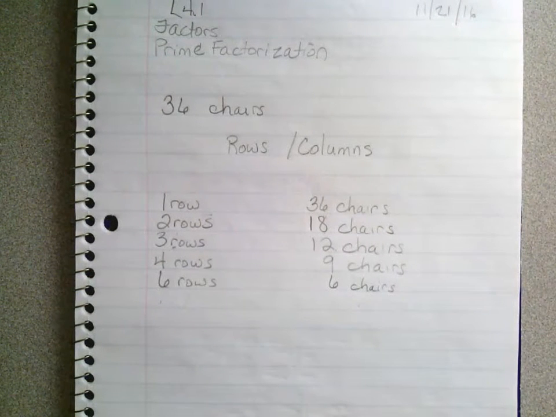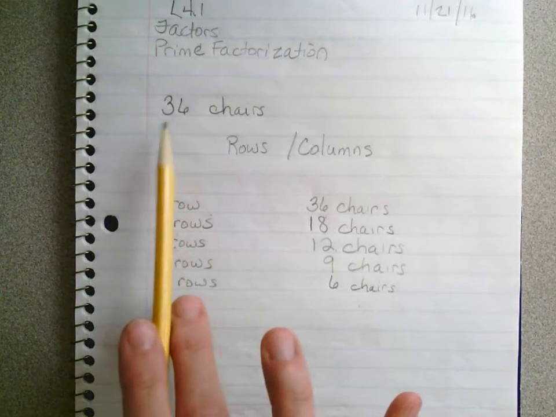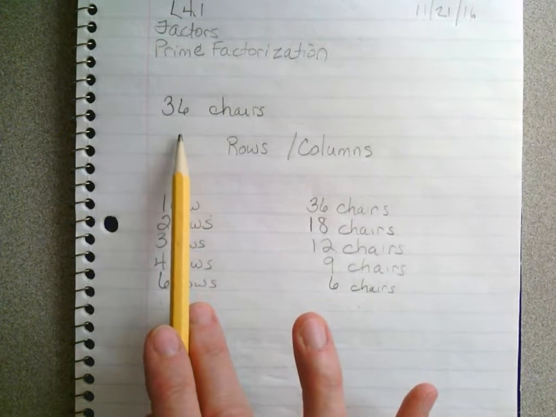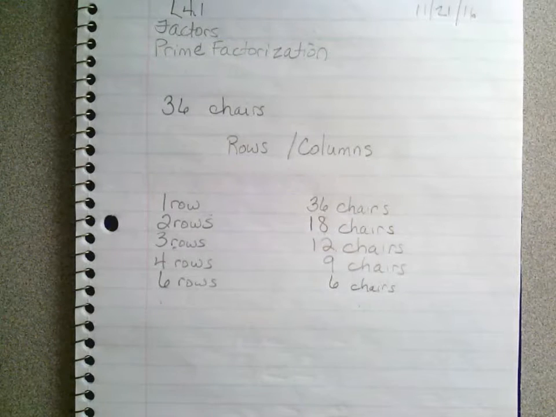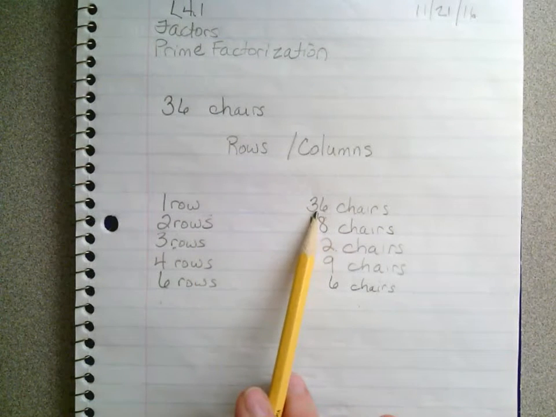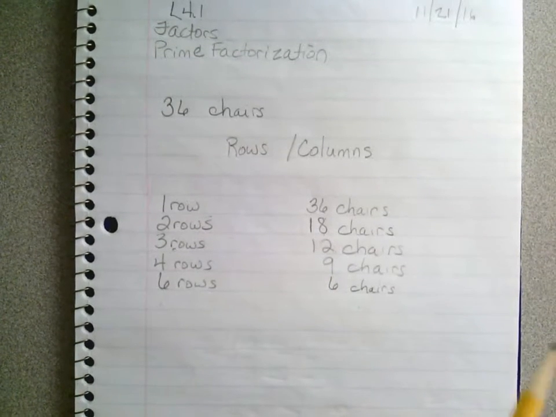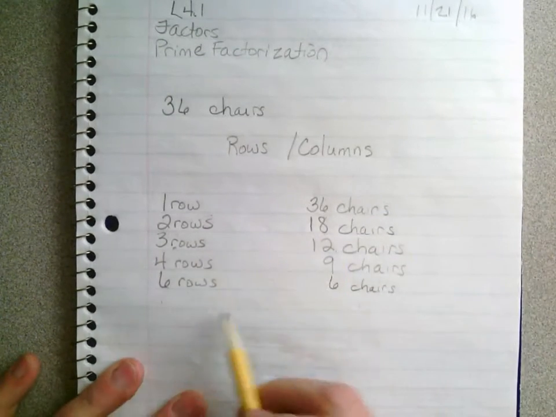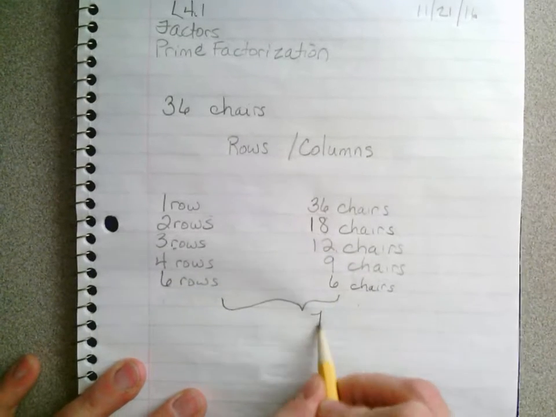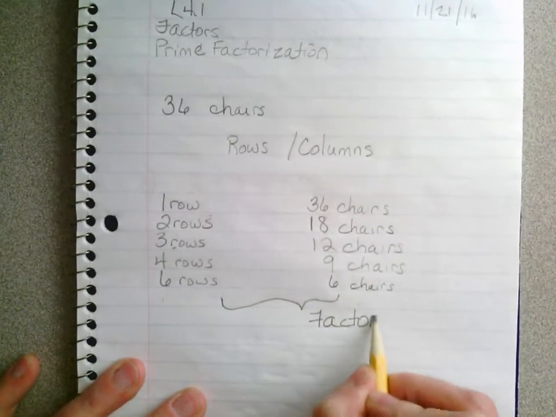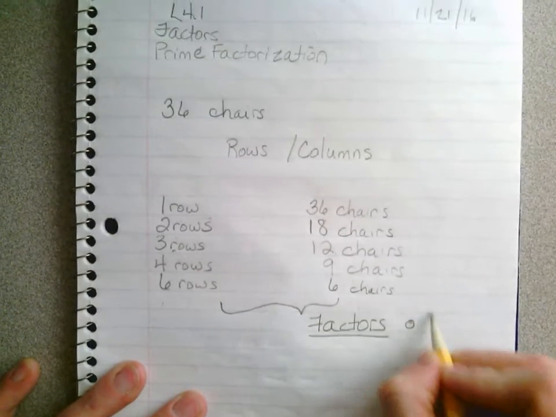The book has an example of yearbook pictures. If you're on the yearbook team, you would be required to use this same kind of thinking. Maybe you have a class of 36 kids and you want to arrange them on the page. 1 row with 36 pictures in it, 2 rows. You get the idea. These pairs of numbers are factors of the number 36.